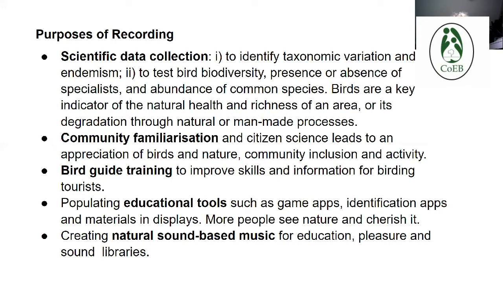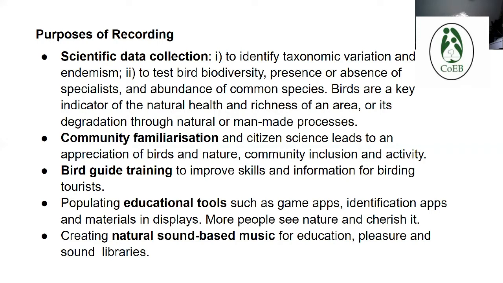So this science can be used for identifying taxonomic variation and endemism over the area of Rwanda, and particularly in the Congolese montane rainforest. It can also be used to test bird biodiversity. Birds occupy a high position in the ecosystem in that they occupy a whole variety of habitat niches, and they take food from plant, seed, insect, invertebrate, aquatic, reptilian and avian sources. They need a roosting place, a nesting place and food and water.